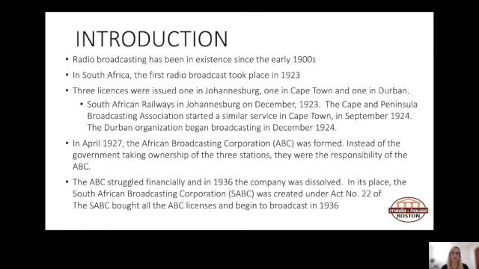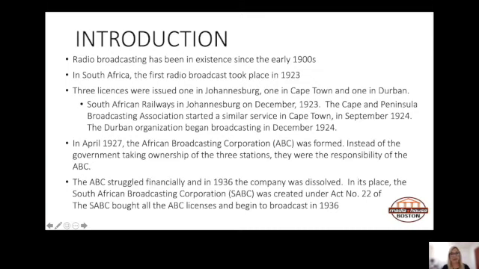This was followed by the Cape and Peninsula Broadcasting Association in Cape Town in September 1924. After that, Durban followed with the Durban Organization in December 1924. So that's when everything started. It went on for a couple of years up until 1927, when the African Broadcasting Corporation, or the ABC, was formed. Instead of the government taking ownership of these three stations, they were the responsibility of the ABC. This was the first time anything like this was done.